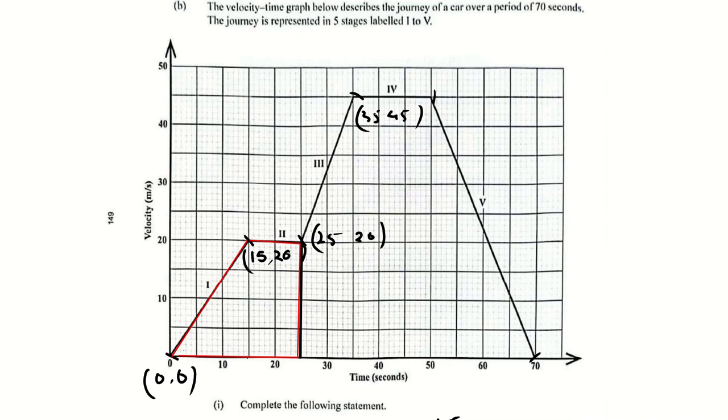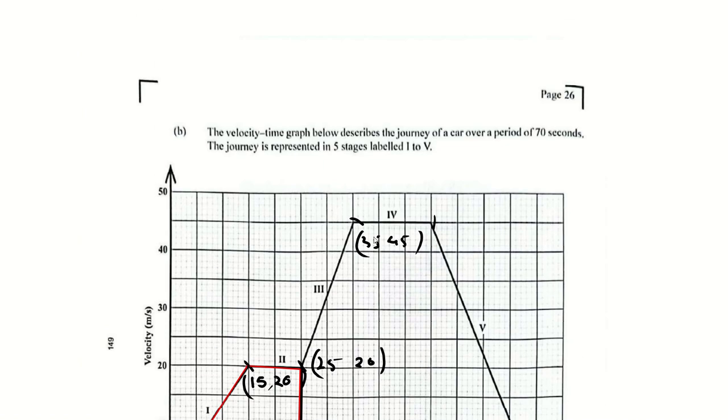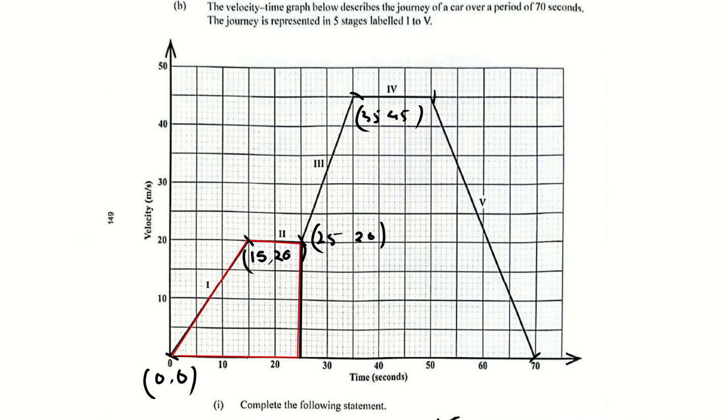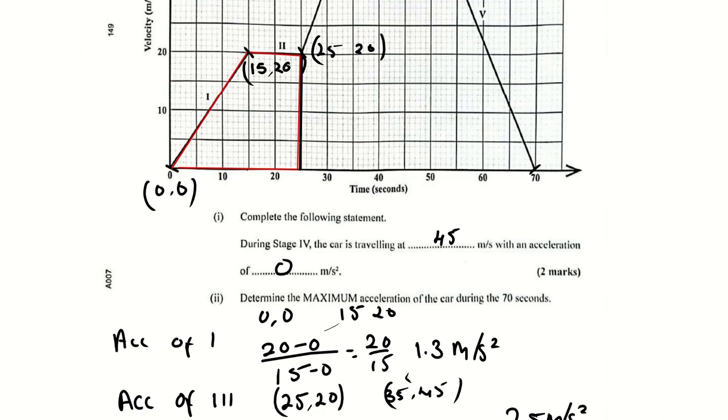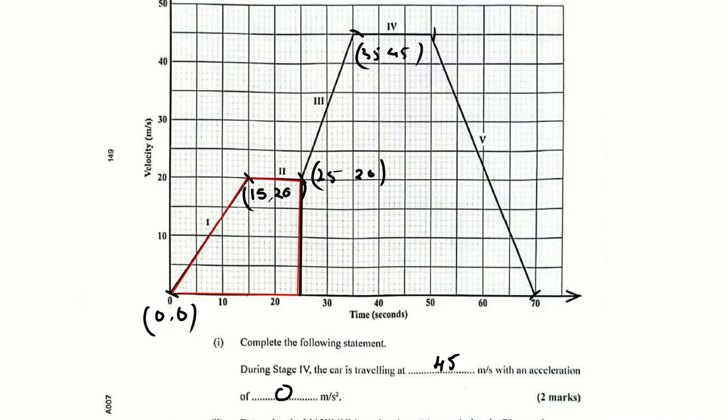During stage 4, the car is traveling at how many meters per second? That is, what is the velocity? At 45 meters per second, right? With acceleration of, there's no acceleration, remember the acceleration is a change in velocity. There's no change in velocity here, so that is why it is 0, right?